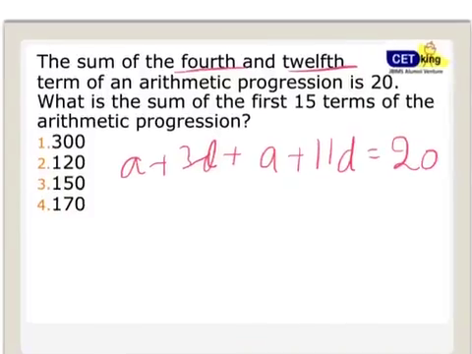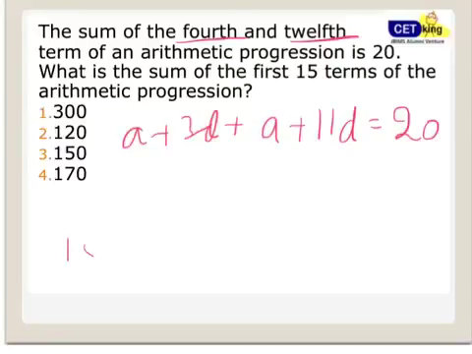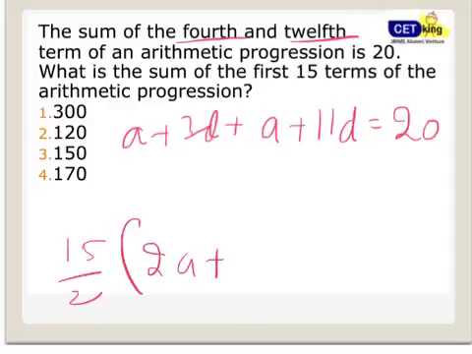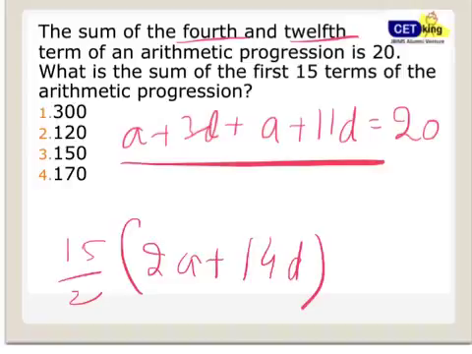The sum of 15 terms will be 15 by 2, 2a plus (n minus 1)d, which is 2a plus 14d. Where will 2a plus 14d come from? Here it is. All you have to do is put 20 here.